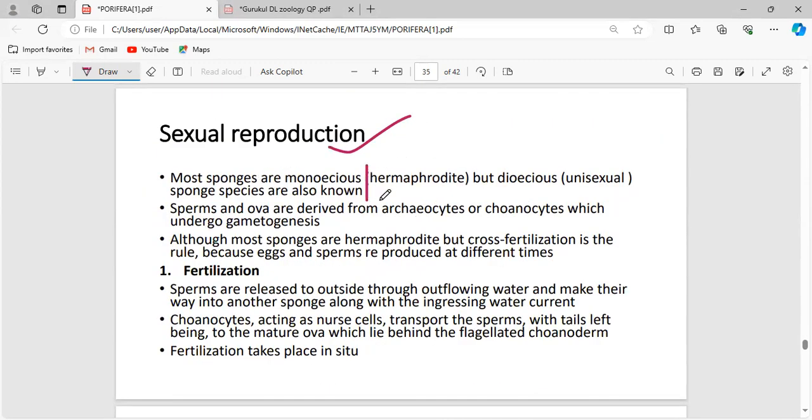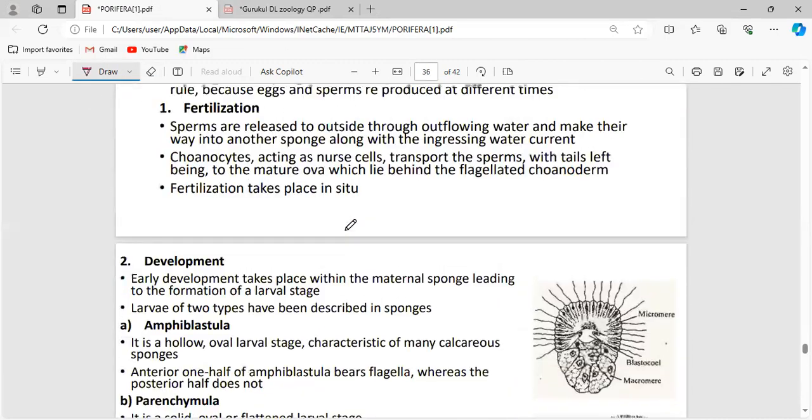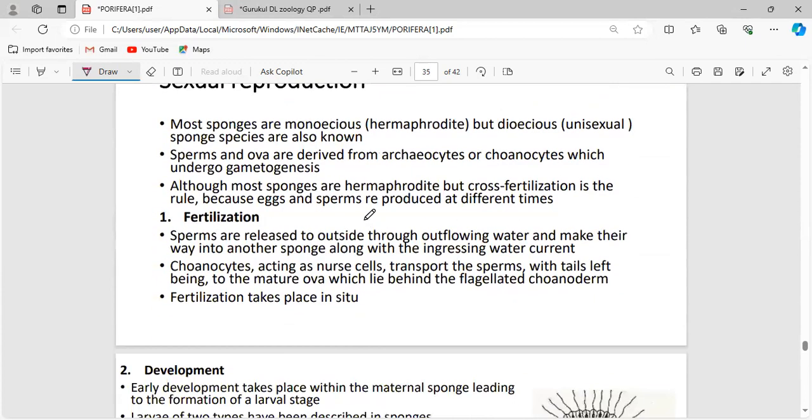So you have to know what is the meaning of hermaphrodite, and what is meant by monoecious and dioecious. Does anyone remember what is monoecious, what is dioecious, what is hermaphrodite? If you know, just text me. Just 2 pages are remaining. We'll finish and go to the questions.